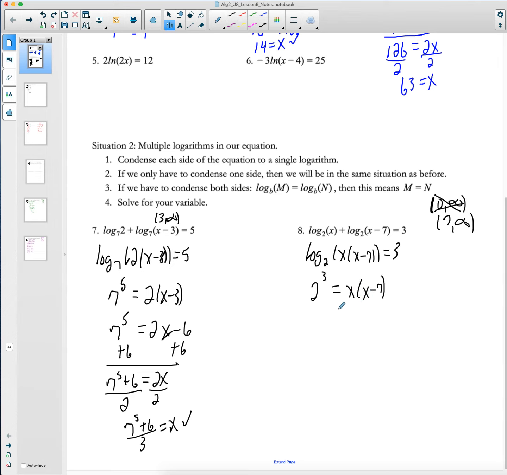So now we want to start solving. Well, 2 to the 3rd is 8, so I can write that out. x times x minus 7 is x squared minus 7x. And guess what kind of problem we have now? That's right, it's a quadratic. So I have to get it equal to 0, so I'm going to subtract 8 from both sides.